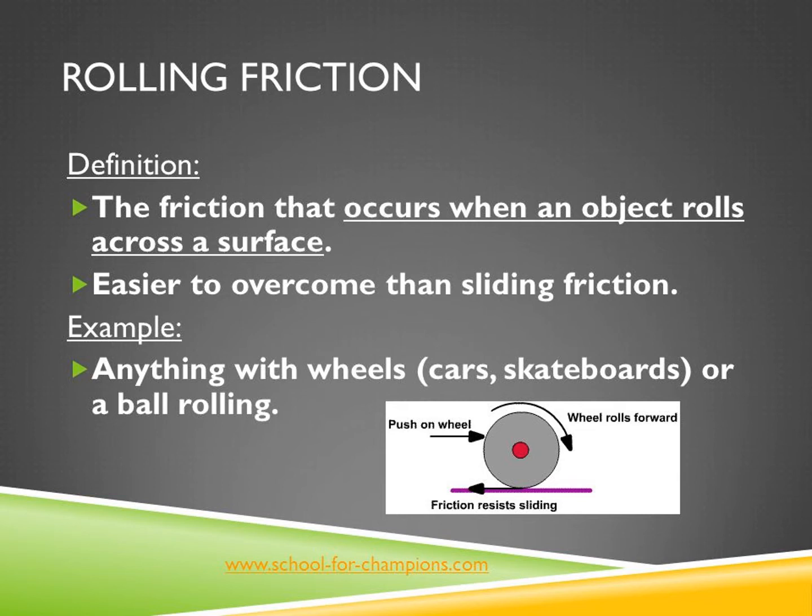Due to the elastic nature of the surface at the point of contact, there will be some deformation at this point on the wheel. Due to this deformation, there is minimal friction between the wheel and the surface. Rolling friction is the friction that occurs when an object rolls across a surface. It is easier to overcome than sliding friction. Examples: anything with wheels, such as skateboards, cars, suitcases with wheels.